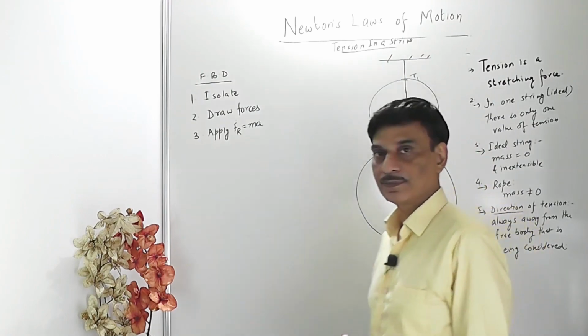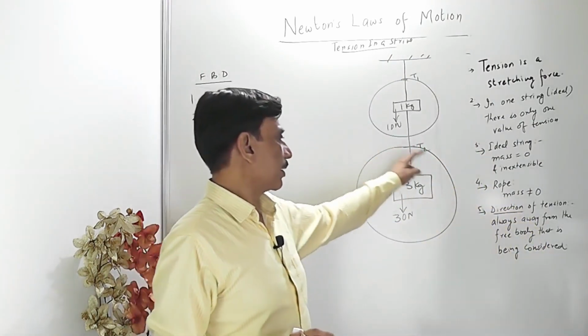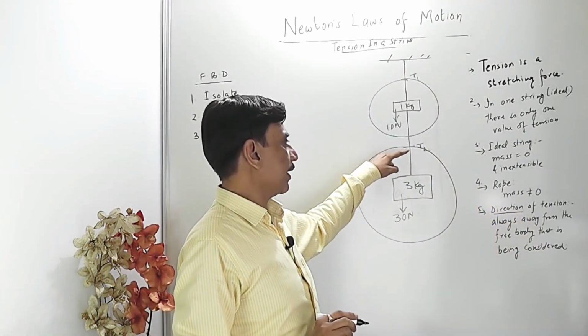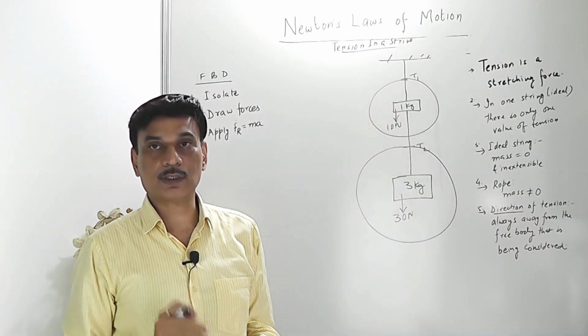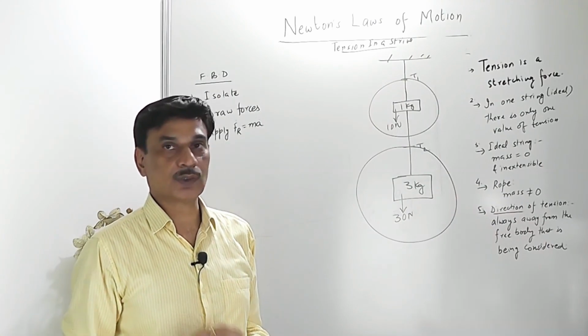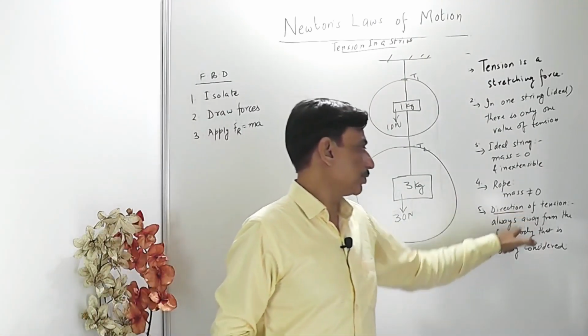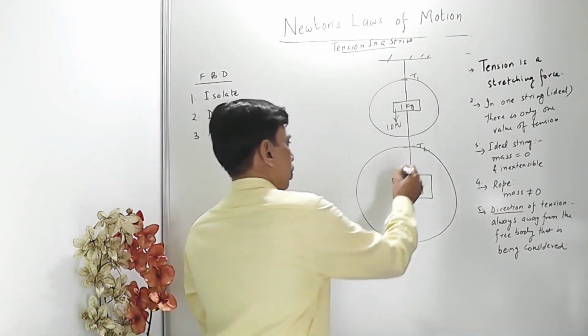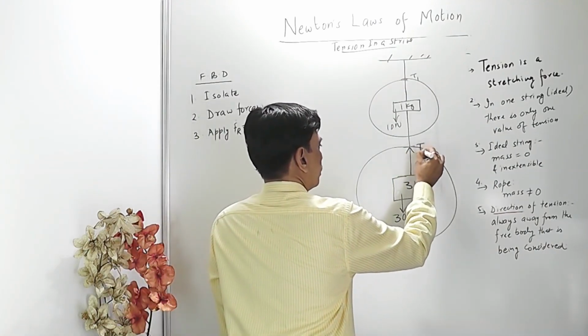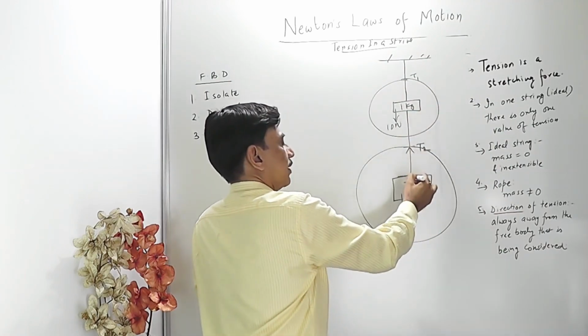This job is done. Now these circles are diagrammatically cutting the strings over here, here and here. So we have to take tension also into consideration, and tension is always away from the body. The direction of tension is always away from the body. And one string, one tension. So over here, we call it T2. If this is T2, from here to here is one string.